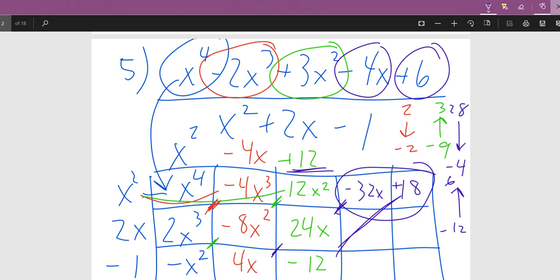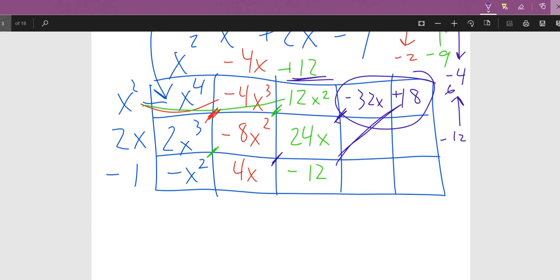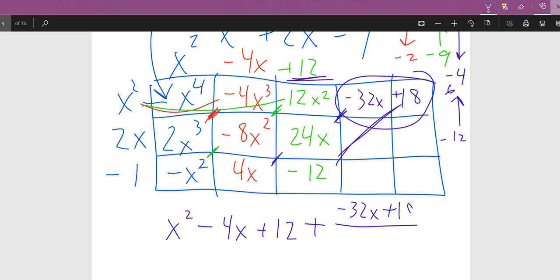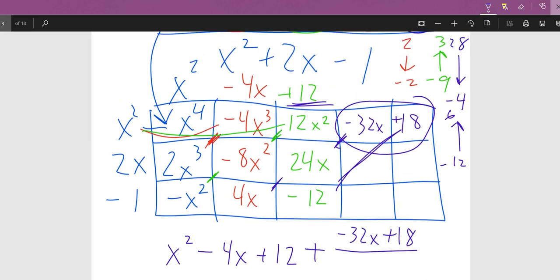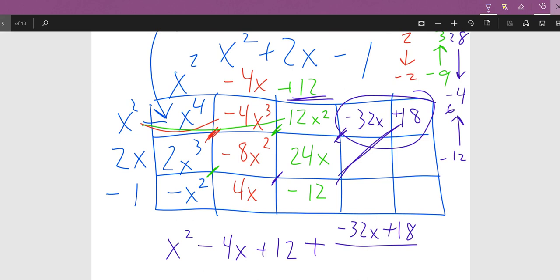So let me write that out a little bit better than I have it right there. So we have x squared minus 4x plus 12 plus negative 32x plus 18 all over x squared plus 2x minus 1.